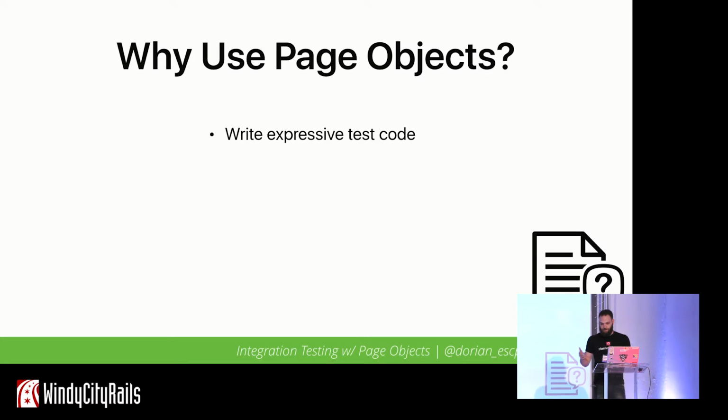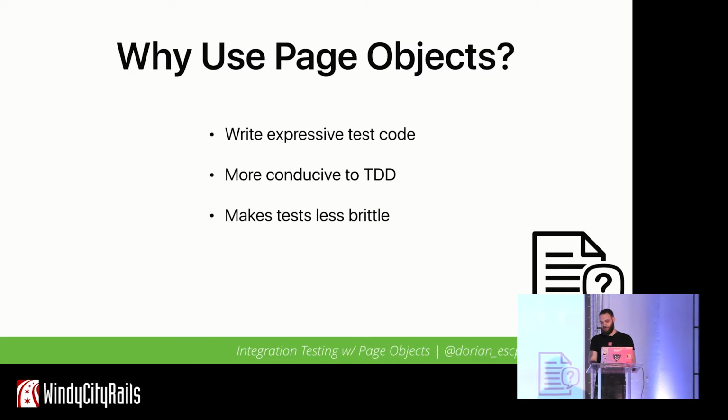So why use them? They allow you to write expressive tests. They are more conducive to TDD, and they make tests less brittle. And lastly, you can reuse them. You write a page object once, and you reuse it everywhere. They don't solve all the problems, but they'll solve some of them.